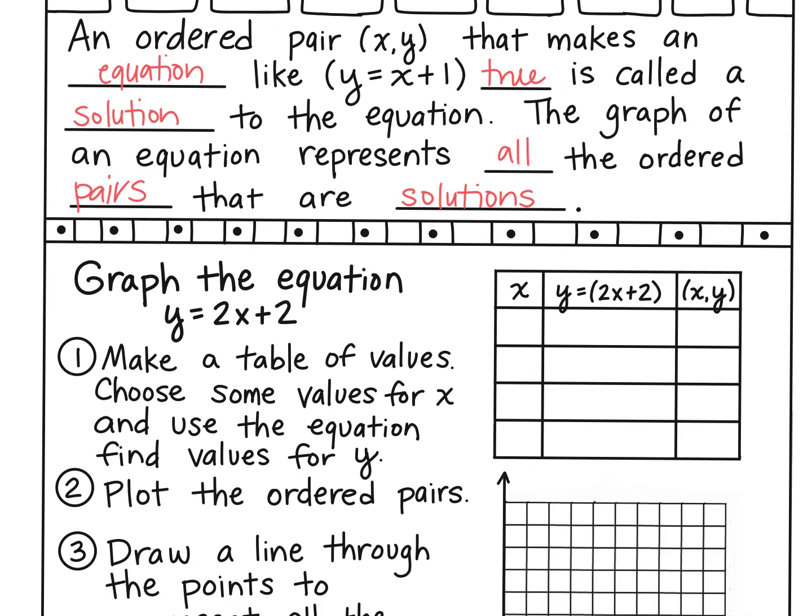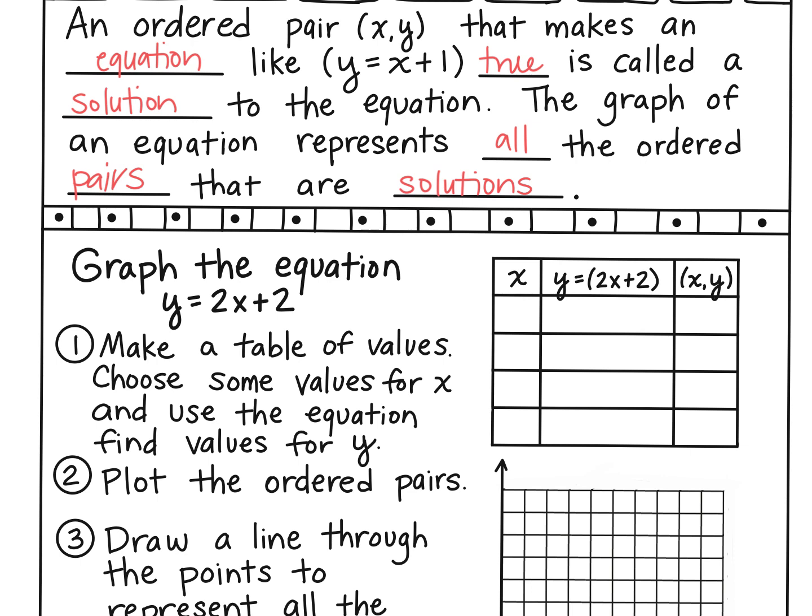Okay, so we have steps on how to graph an equation. You usually want to start with a table because you're going to want to make sure that you have ordered pairs to graph. If I don't have ordered pairs to graph, how in the world am I going to plot a point? So we're going to start out with a table first. And I typically like to start with either 0, 1, 2, 3 or 1, 2, 3, 4. We just kind of go in that order, start with low numbers. Okay, so we're going to make a table of values, choose some values for X, and use the equation to find the values for Y.